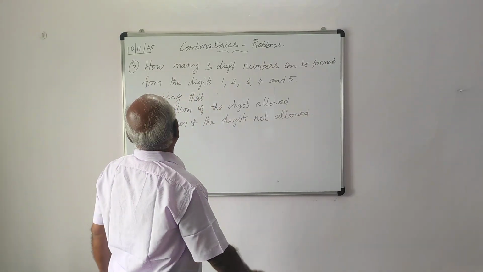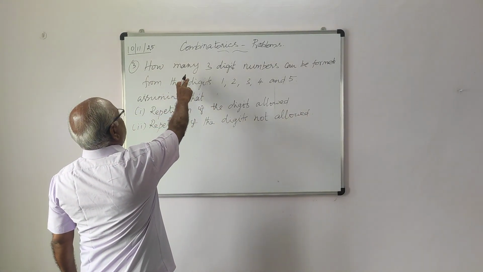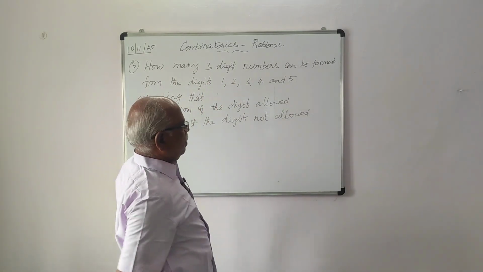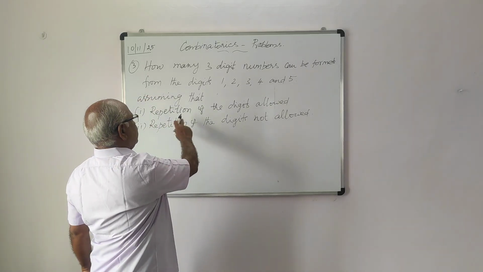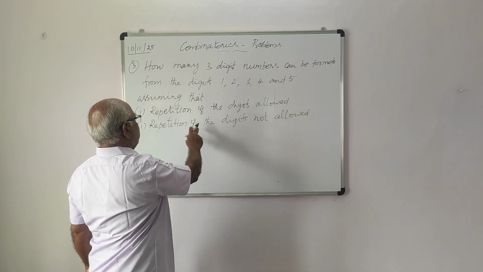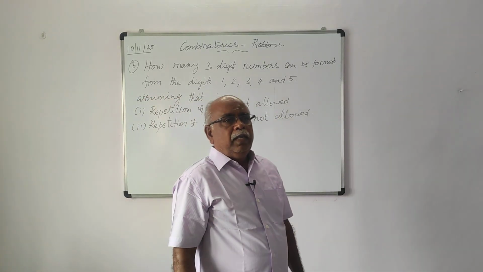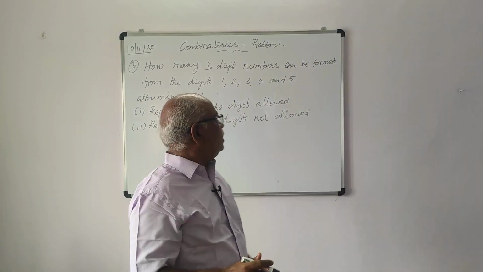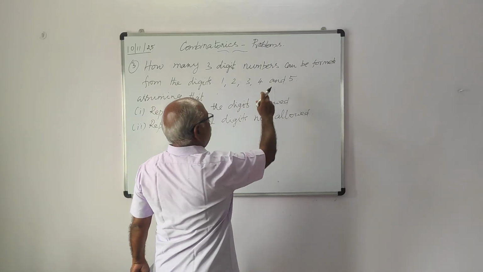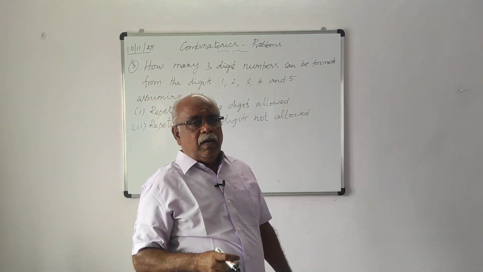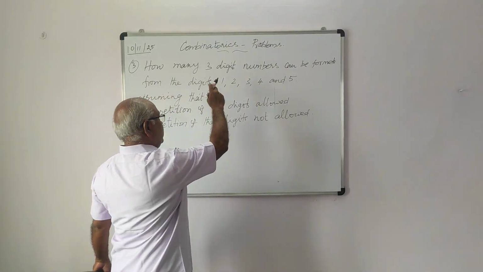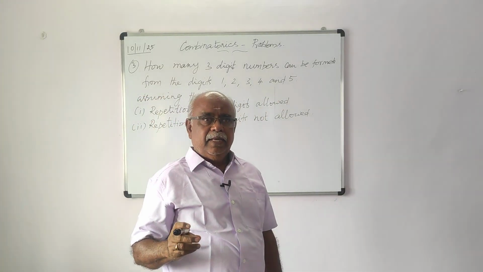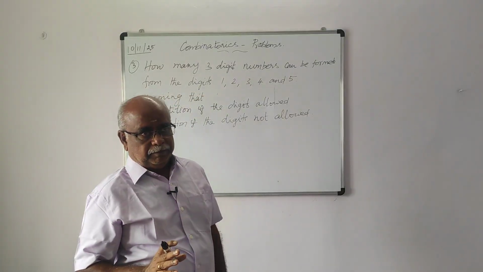Next we will see one important sum. How many 3-digit numbers can be formed from the digits 1, 2, 3, 4 and 5? The conditions are: repetition of digits allowed, and another condition, repetition of digits not allowed. There are 5 numbers given to you, 1, 2, 3, 4 and 5. From these 5 numbers, we have to form a 3-digit number.